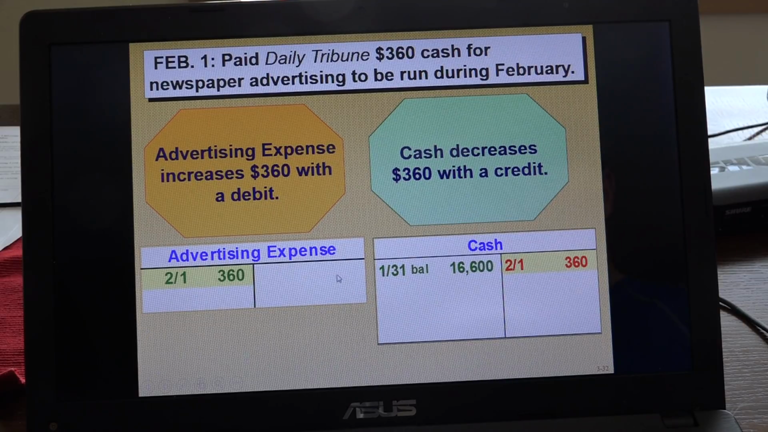Now, again, all you're seeing is the effect on the ledger accounts. What you're not seeing is the fact that before they do this, they're going to journalize in the general journal by debiting advertising expense for $360 and crediting cash for $360 and noting what the transaction was about.